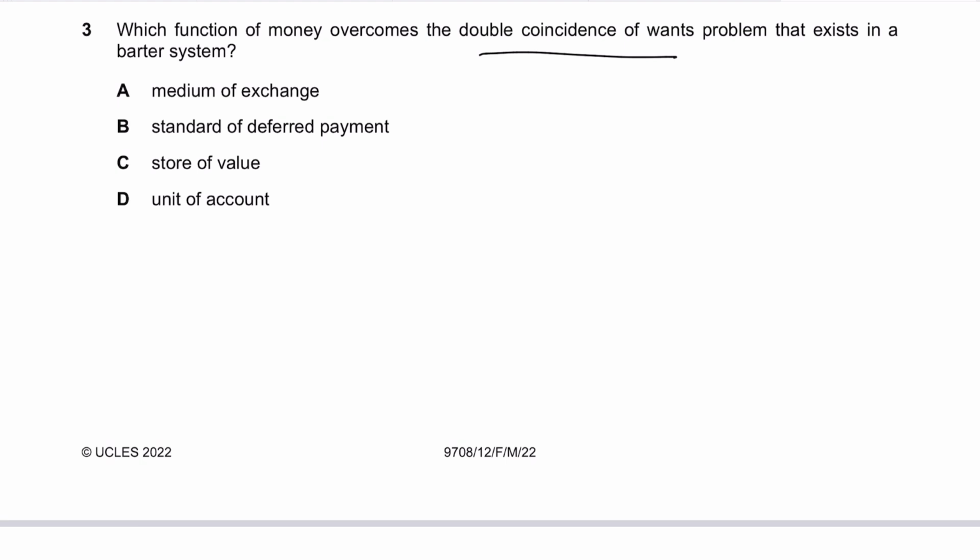But this problem was solved by money, because the problem of double coincidence of wants was overcome by money. And that is because money served as a medium of exchange. Now I do not need to sell my apples in order to buy oranges. I can just buy oranges with the money that I have, because money was a medium of exchange, right? So question 3 should be A.